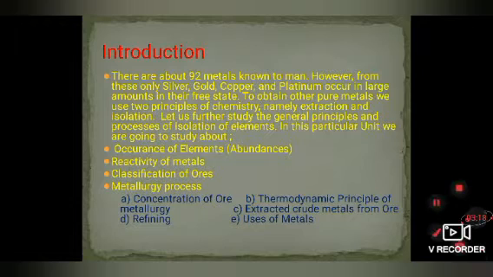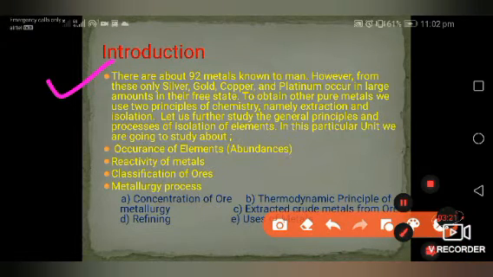Okay, if we introduce the topic, there are about 92 metals known to man. However, from these only silver, gold, copper and platinum occur in large amounts in their free state. The rest, the majority of metals, are not found in a free state; they are found in a combined state, in a mixture. To obtain other pure metals, we use two principles of chemistry, namely extraction and isolation. Either by extraction we can get the pure metal, or by isolation. So we will discuss both processes in this chapter.